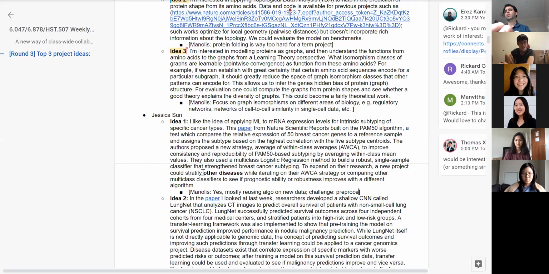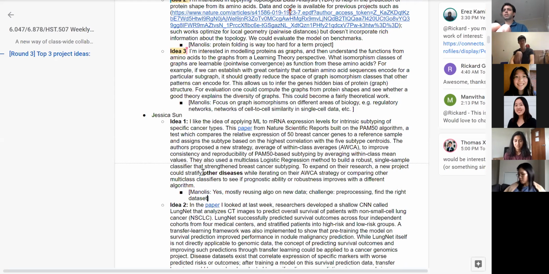pre-processing, find the right data sets, sufficiently homogeneous diseases, and sufficiently heterogeneous for.